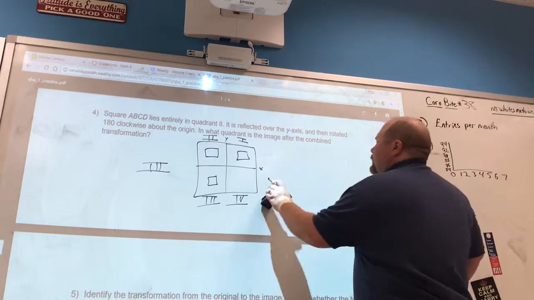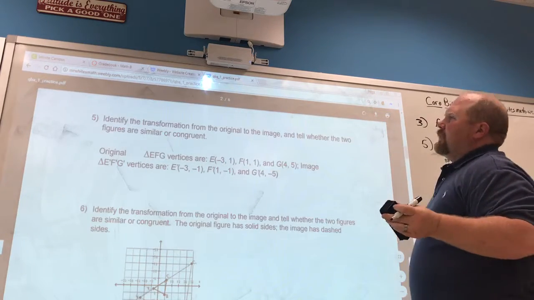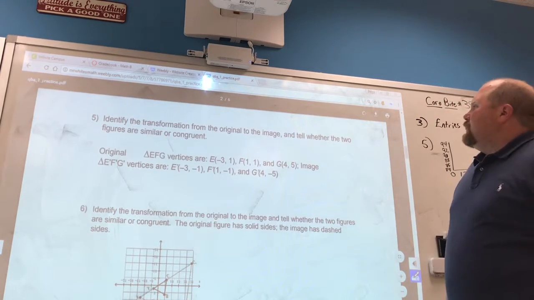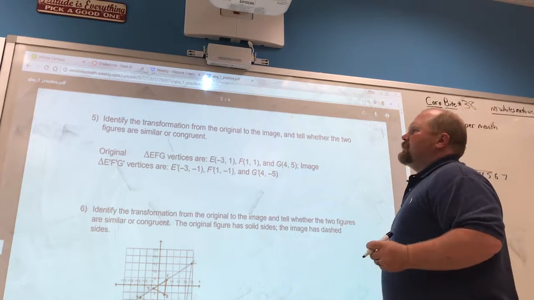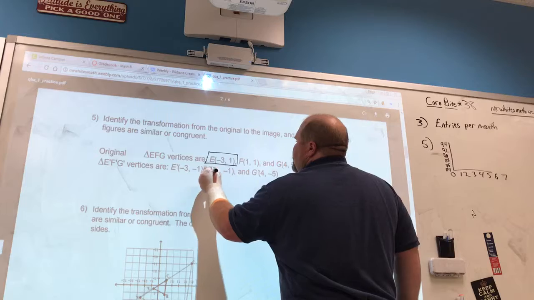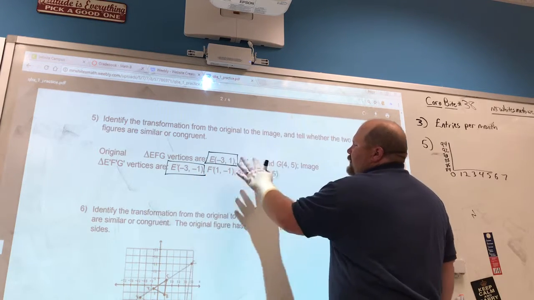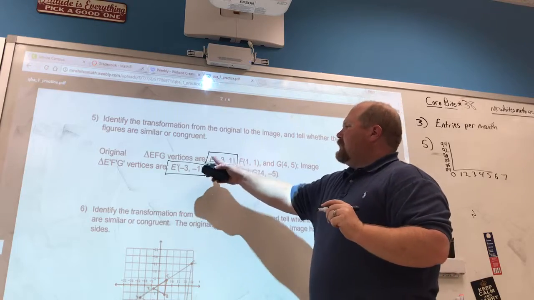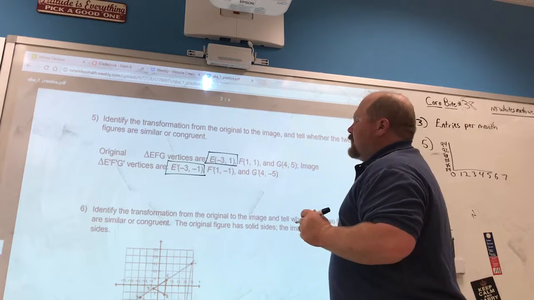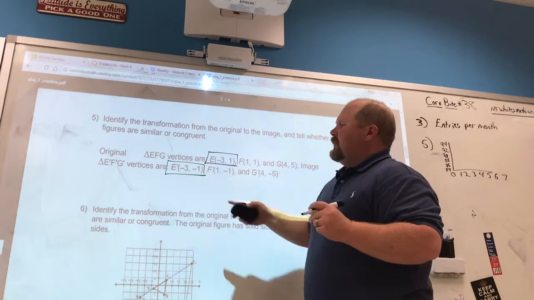All right, number 5. Identify the transformation from the original to the image and tell whether the two figures are similar or congruent. So all you need to do is pick the first point and its corresponding or matching point. So I'm going to use E and E prime. I don't need to focus on the rest of it. I just need to look at the differences between these two. So I notice that the digits are still in the same order. I see 3, 1, 3, 1.